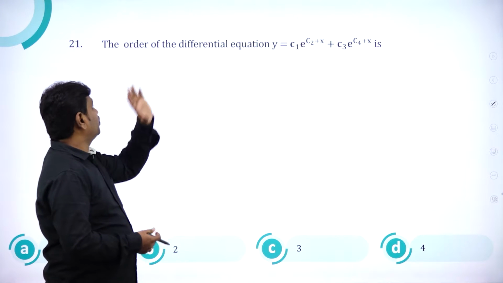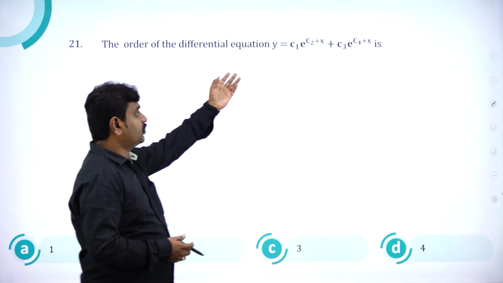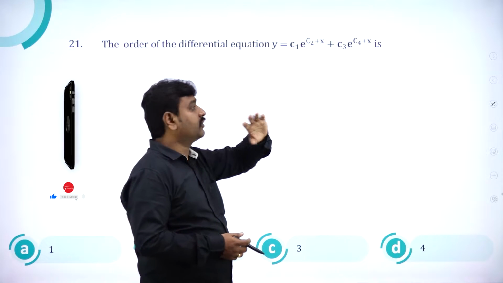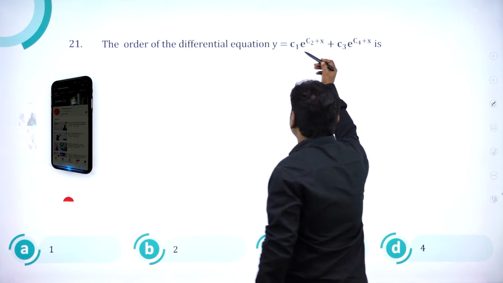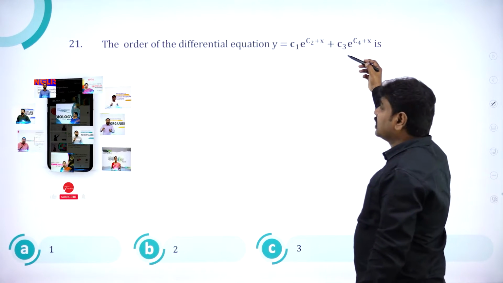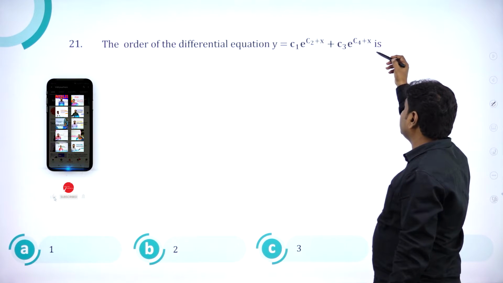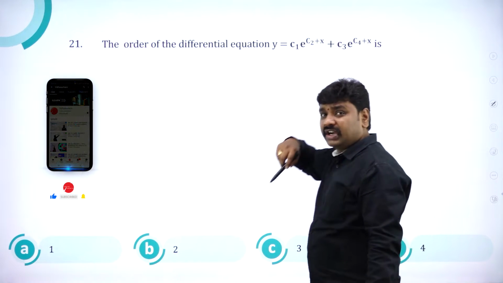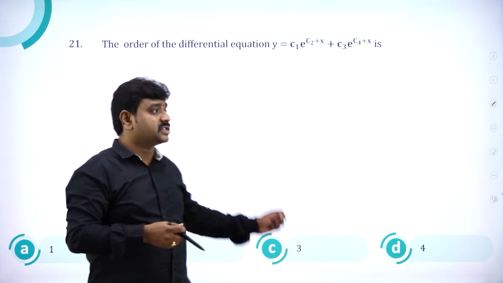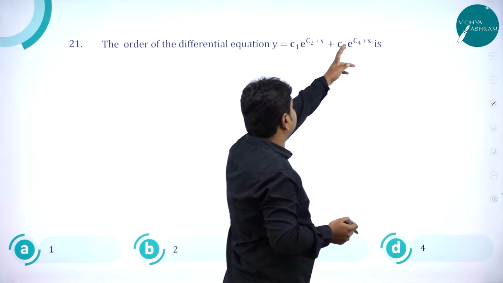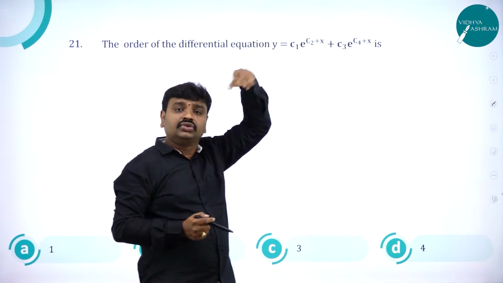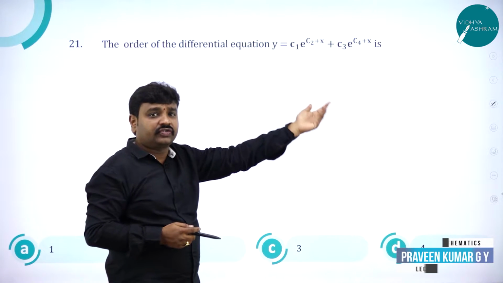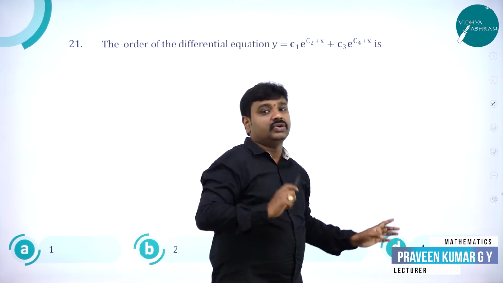So starting with the problem, order of differential equation, they want you to find the order of the differential equation. Y is equal to c1 e power (c2 plus x) plus c3 e power c4x. First, to find the order, we'll see how many arbitrary constants are there. When you see c1, c2, c3, c4, 4 arbitrary constants are there. So we can differentiate 4 times. Order is 4. That is a mistake students will do.